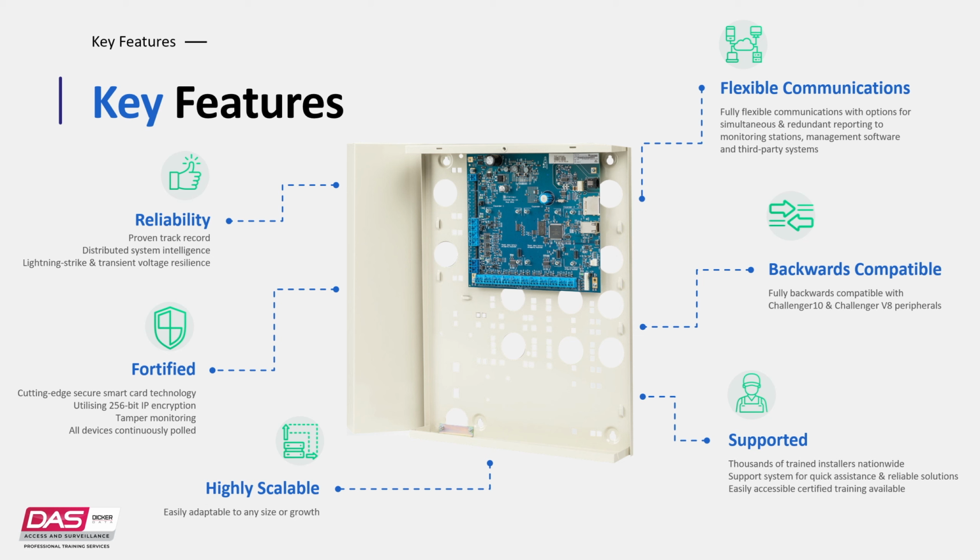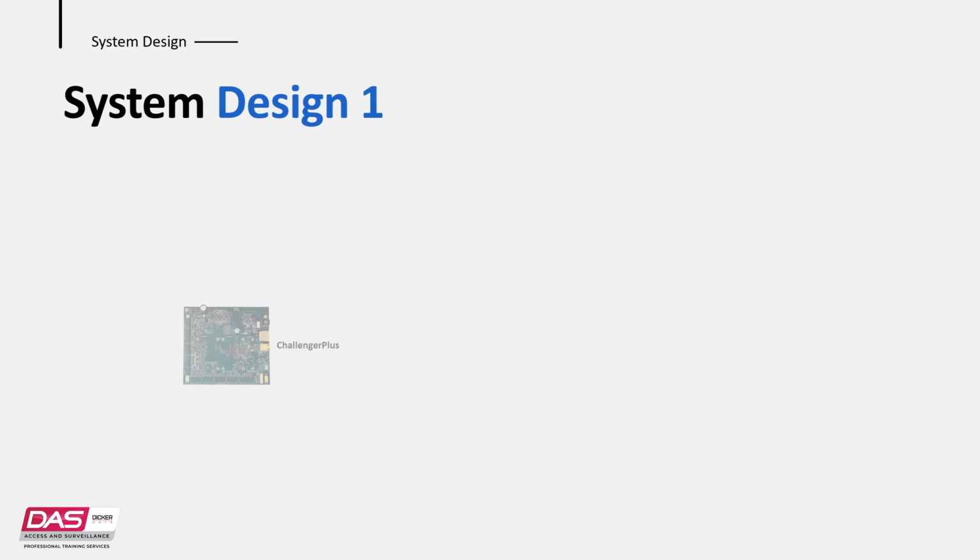There's a wide range of flexible communication options, which can be used to help secure your system with redundancies and backups. The Challenger Plus and Network Access Controller are both backwards compatible, allowing the use of Challenger 10 and Challenger V8 peripherals. It's a great way for reutilizing existing hardware or allowing you to upgrade the Challenger panel to take advantage of all the latest without impacting the rest of the site. Additionally, we have been providing technical training over the years, creating a wealth of knowledge in the industry, and with thousands of certified technicians, you can be confident there is a great variety of support, including our own technical support team.